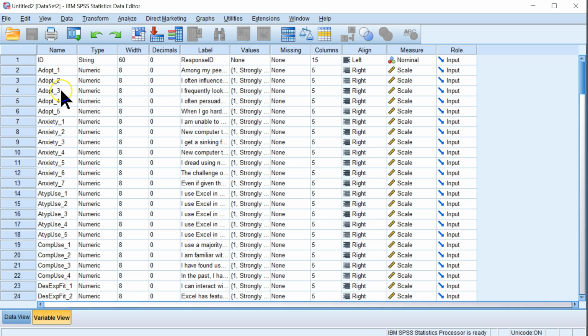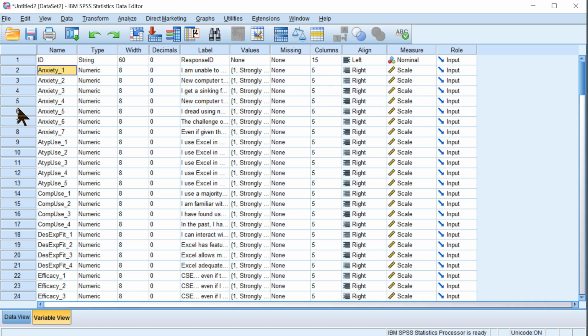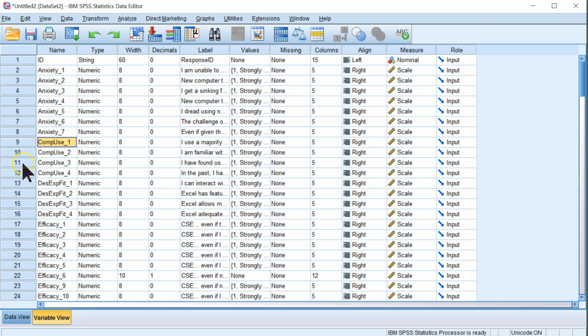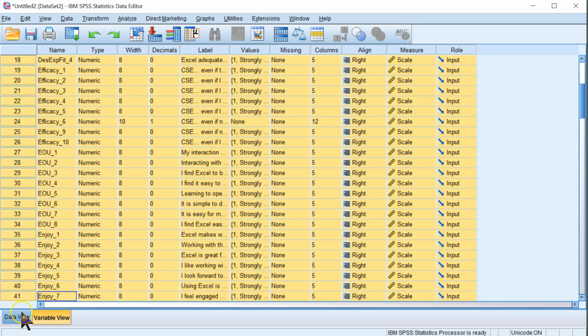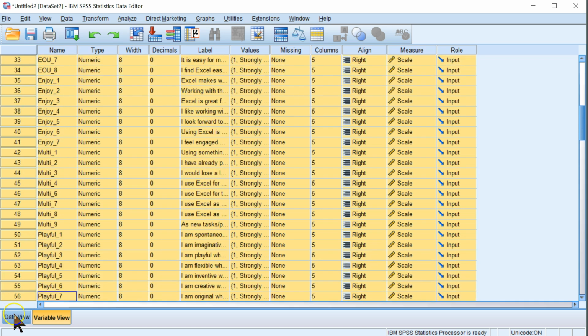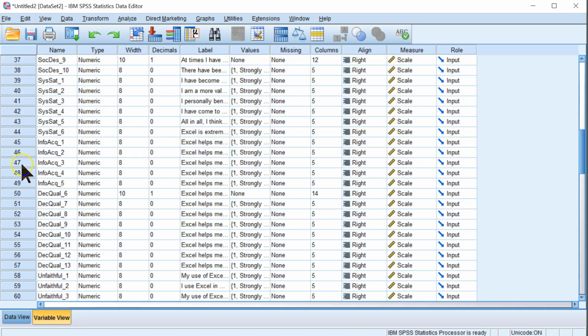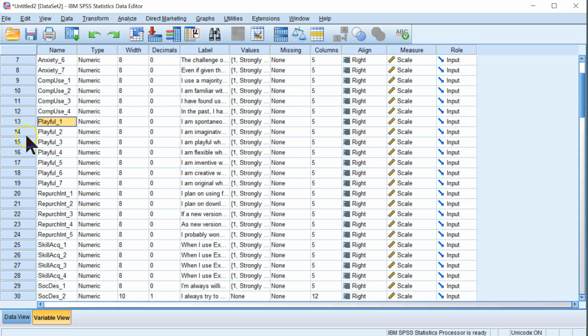Okay, SPSS. I'm going to get rid of all the variables I don't need. I don't need adoption. Delete. I don't need atypical use. Delete. Comp use. Do I have a comp latent? I don't. So I'm going to use comp use here. Design expectations fit. Efficacy. Don't need those. Ease of use. Don't need that. Enjoyment. Nope. Multi-purposing. Playful. I do need. Now you may say, why are you deleting them? Why not just put them at the bottom of the sheet? And you know what, that's probably a better idea, but I'm not doing that.